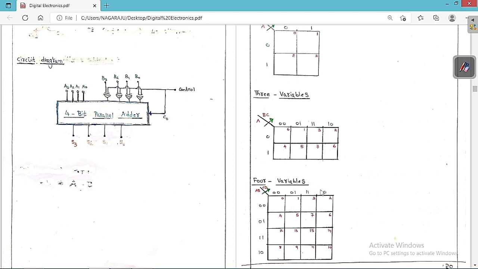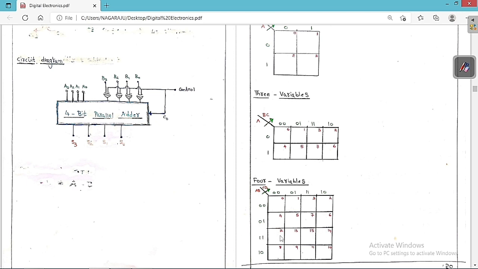See, what I am trying to do is very simple. These corresponding, we are going to get 0, 0, 0, 0 means 0. 0, 0, 0, 1 means 1. 0, 0, 1, 1 means 3. 0, 0, 1, 0 means 2. 0, 1, 0, 0 means 4. 0, 1, 0, 1 means 5. 0, 1, 1, 1 means 7. 0, 1, 1, 0 means 6.